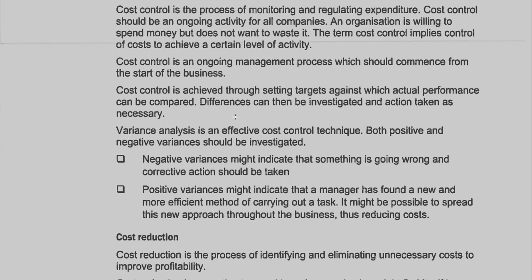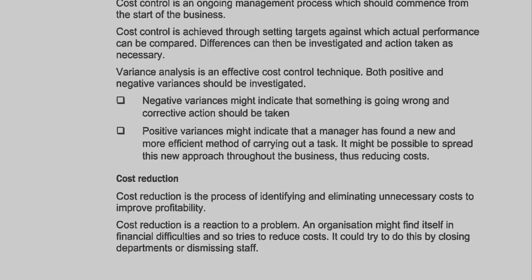Now, variance analysis is an effective cost control technique. So sometimes in the exam, they can ask you techniques for cost control and techniques for cost reduction. Now, we have seen one, variance analysis, an effective cost control technique. Both positive and negative variances should be investigated. This helps in controlling costs. Negative variances might indicate that something is going wrong and corrective actions should be taken. Positive variances might indicate that the manager has found a new and more efficient method of carrying out a task. It might be possible to spread this new approach throughout the business, thus reducing costs. So you remember that I told you that the end result of cost control will lead to cost reduction.